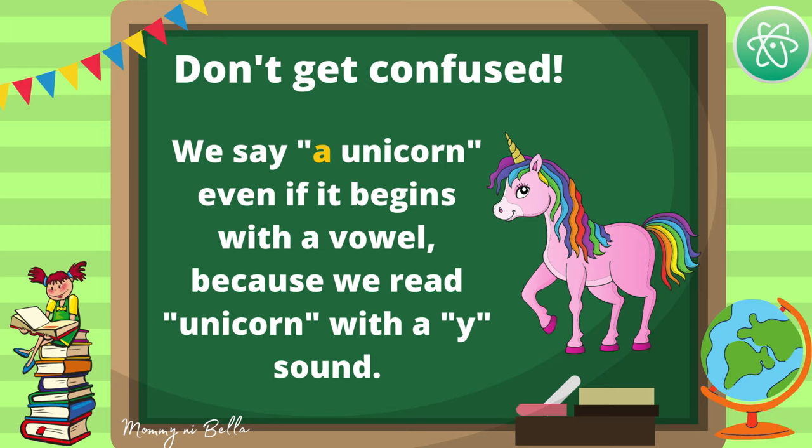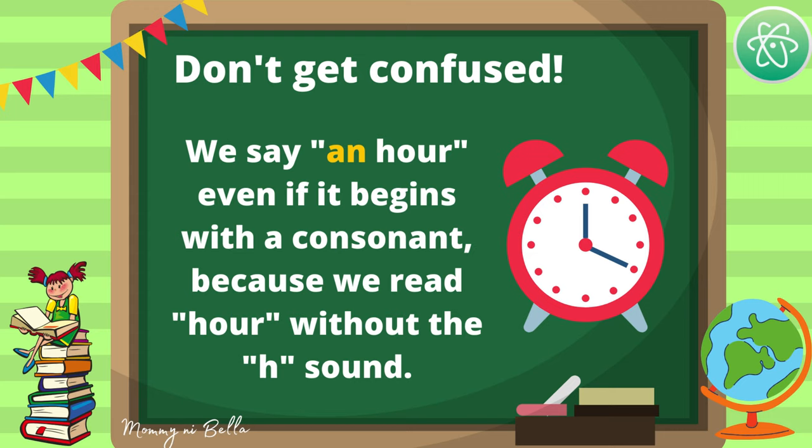Don't get confused. We say a unicorn even though it begins with a vowel, because we read unicorn with a Y sound. Don't get confused. We say an R even though it begins with a consonant, because we read R without an H sound.